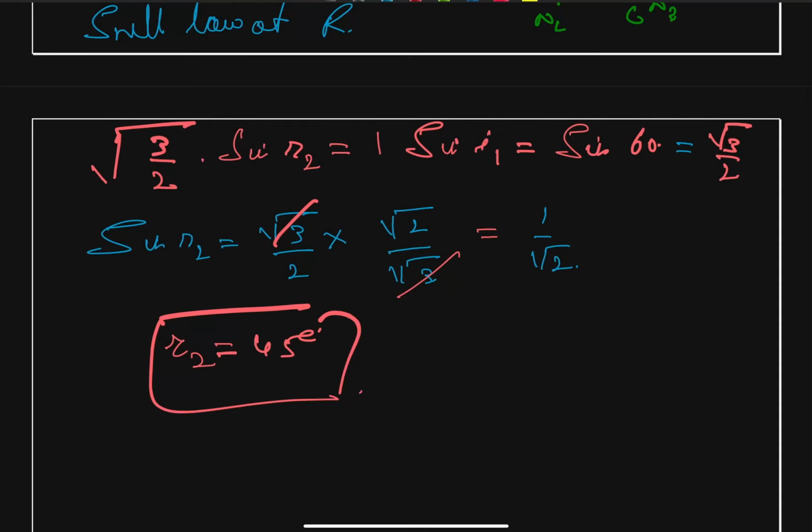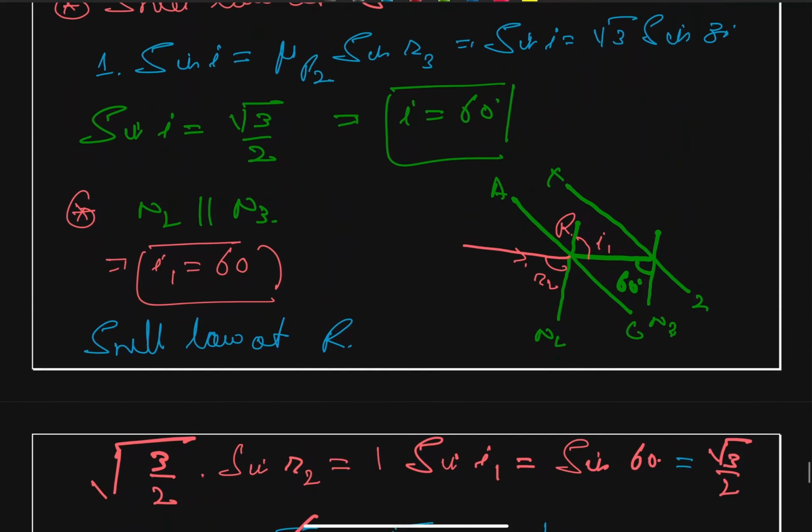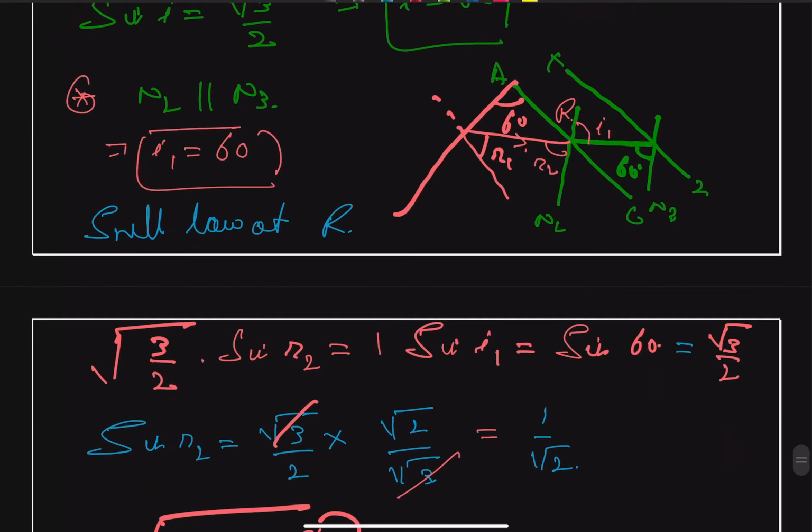Okay, so we found out our R2, and this is the second prism, and we have this as R1, and this angle is 60 degree. And we know that the angle of prism is equal to R1 plus R2, that is our A, and this is our P1 prism. This is P1 and this is our P2.